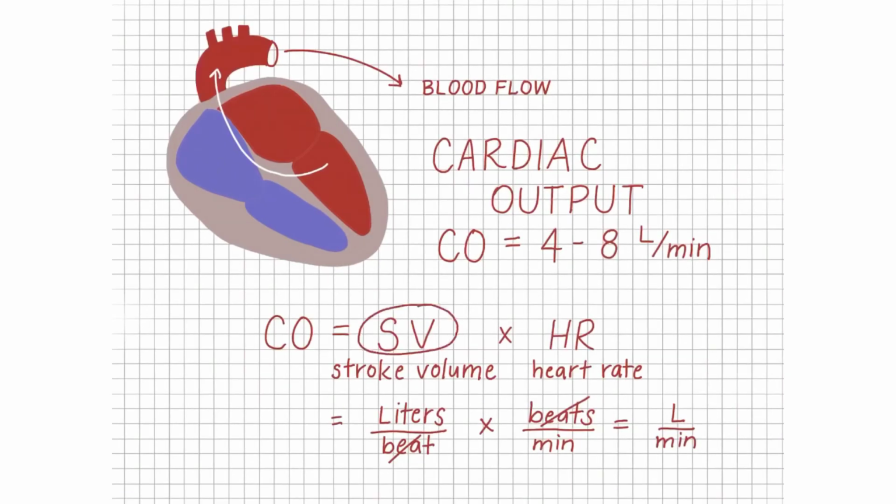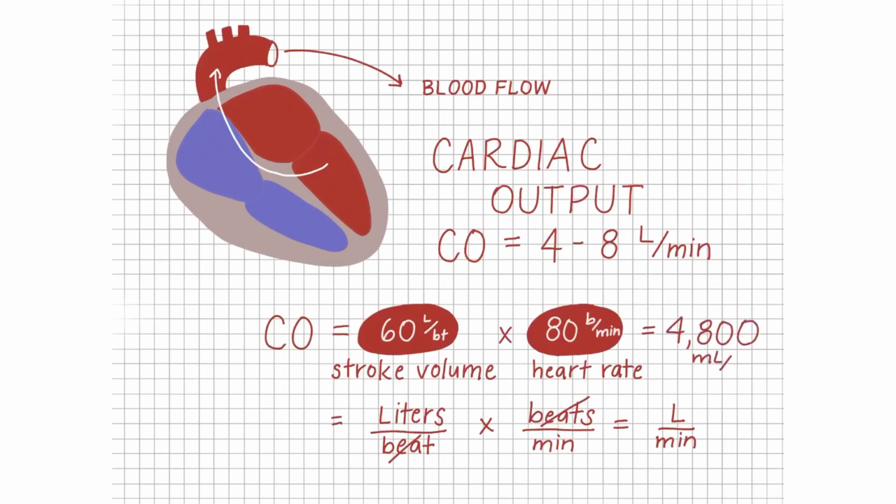If we look at the stroke volume, a lot of times it's closely associated with the patient's weight. Kilograms can be rewritten in many ways to liters. And so therefore, if we used a normal patient at 60 liters per beat and 80 beats per minute, that comes out to 4,800 milliliters per minute, or in other words, 4.8 liters per minute, and that falls within our range of cardiac output.